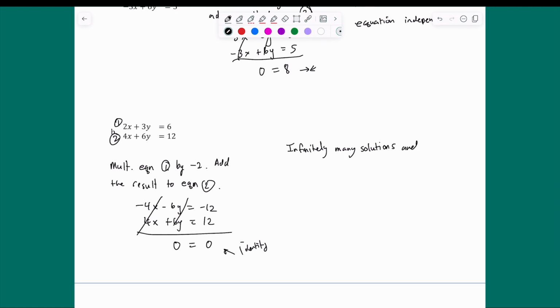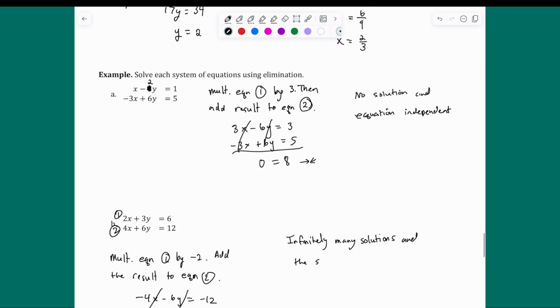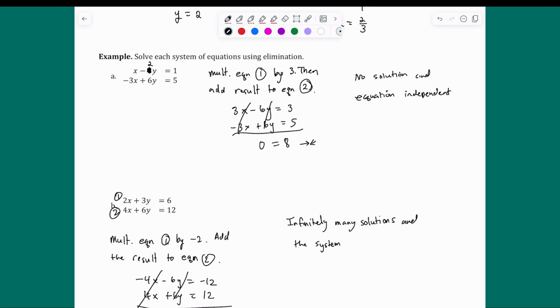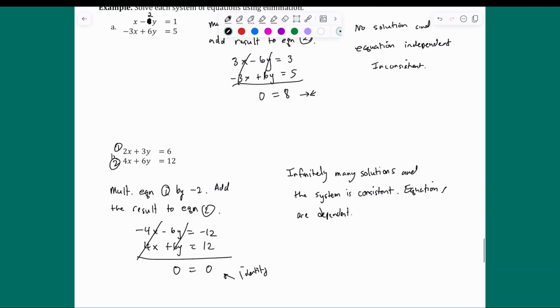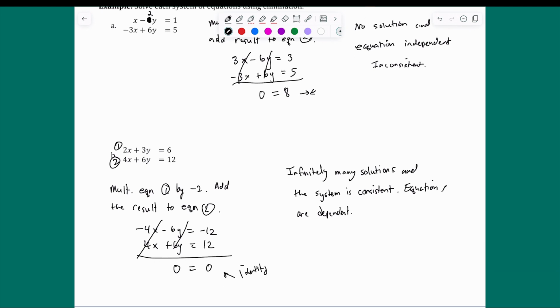And the system is consistent and the equations are dependent. But forget about to state that in the previous one, the system would have been inconsistent as well, because it has no solution. Okay, but in any case, there's infinitely many solutions in this example.